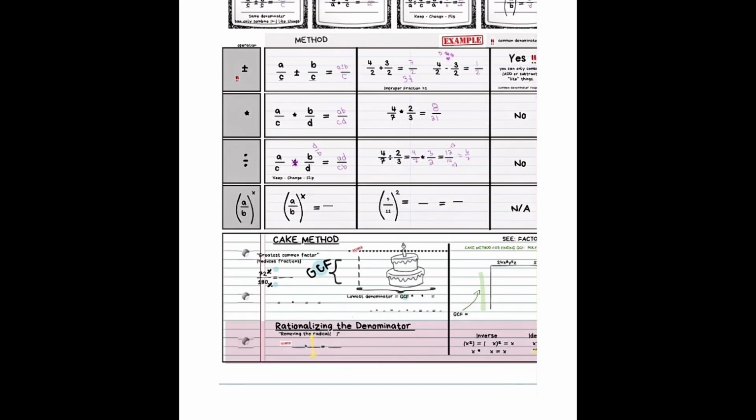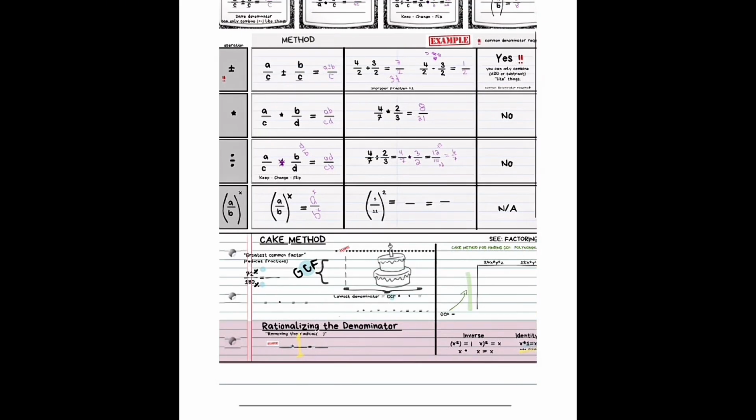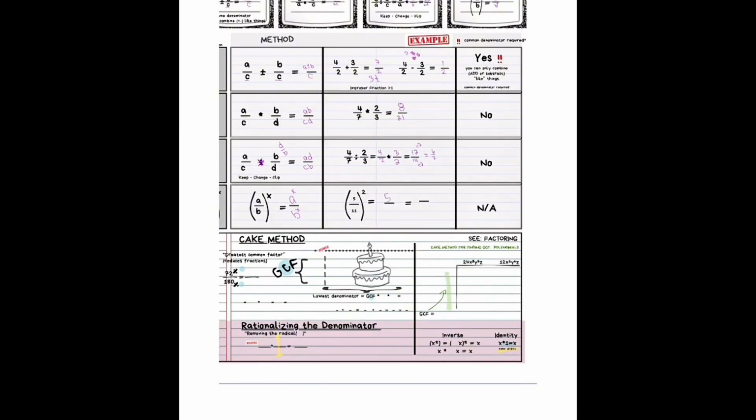Here for the fraction raised to an exponent, we're just going to distribute. So here, I'm going to distribute the 2, both in the numerator and the denominator. 5 squared is 25. 11 squared is 121.